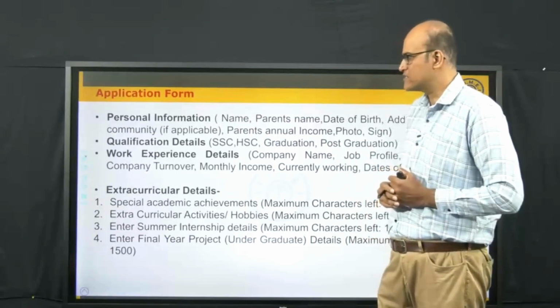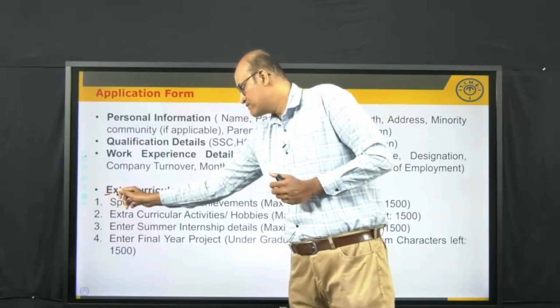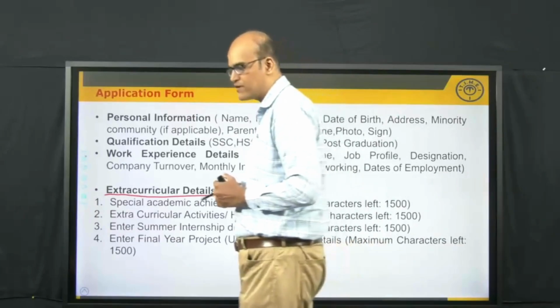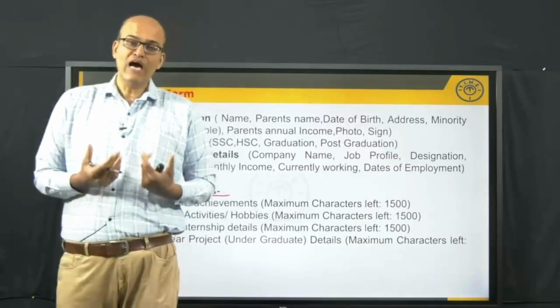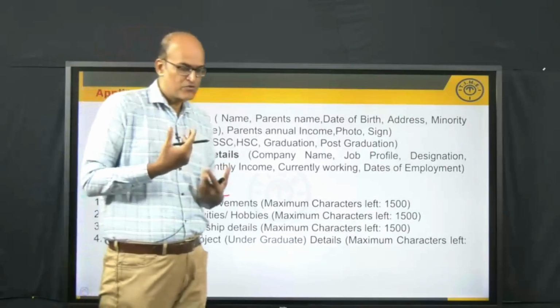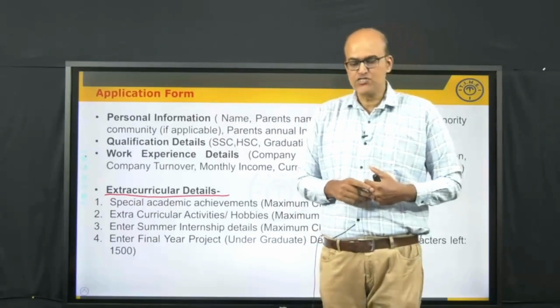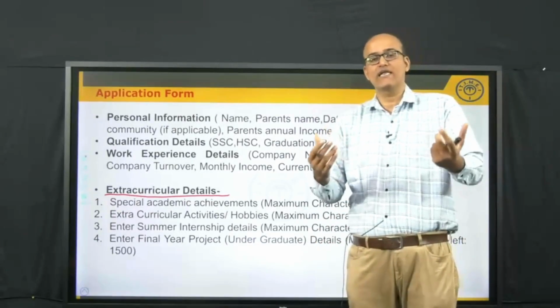Now comes the interesting part of the application form where you need to be very careful. They will ask for extracurricular details. So far they have taken curricular details. So far they have taken academic qualification details. Now they are going beyond that. So what questions would they have? First and foremost, they are asking you for special academic achievements. Now, what do we mean by special academic achievements?